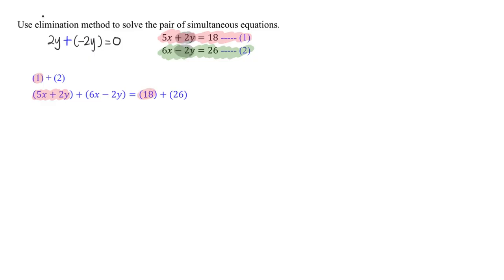But take note, we must make sure that the right hand side and the left hand side are consistent. So the left hand side of the equations, we add them up. The right hand side of the equations, we also add them up. And when we do that, we can eliminate the unknown with the same coefficient, in this case 2y, because then it will be 2y minus 2y, 0. 5x plus 6x, 11x. 18 plus 26, 44.